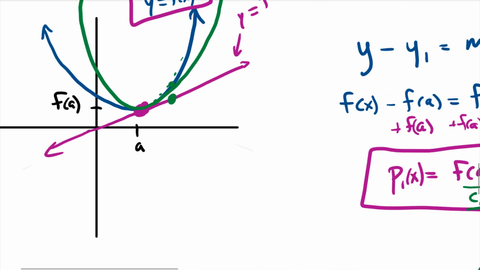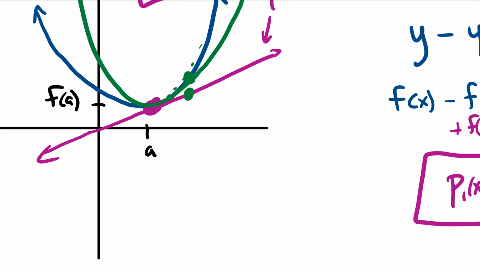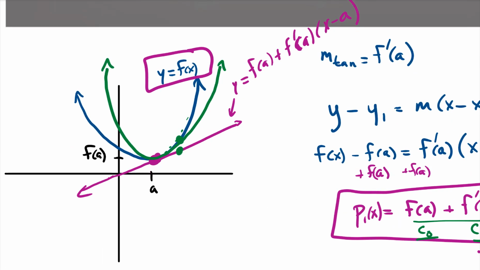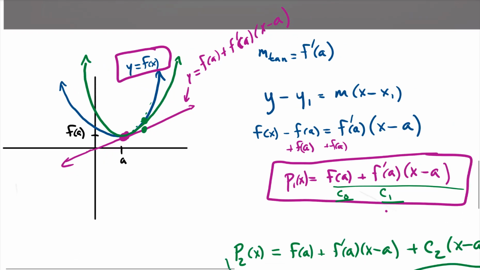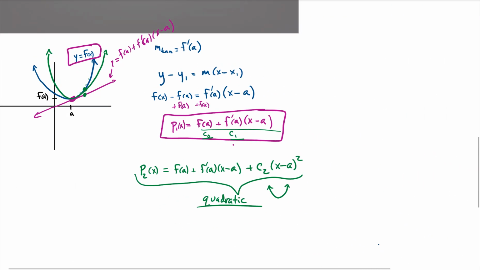If you start to zoom in, now that point's down here. Now that point's getting closer and closer whenever we're near that A. Look at the green line. The green line approximates the blue line a little bit better than that purple line did, does it not? And here's our beginning. Hang on. We're going to get to the result in just a second.